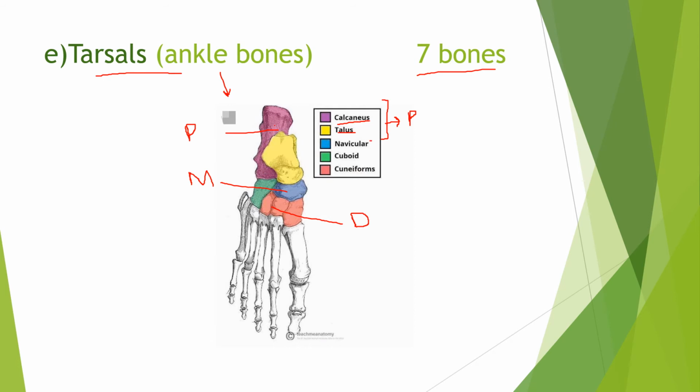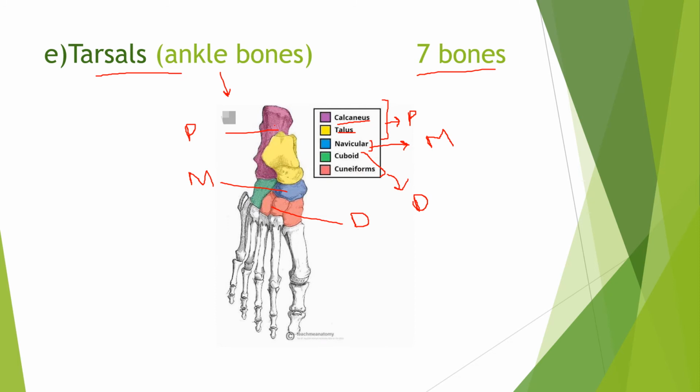The third bone, that is navicular, is included in middle or intermediate tarsals, and the last 2, cuboid and cuneiforms, are included in distal tarsals. The most important thing is that the cuneiform is also divided into three types of cuneiform, that is medial cuneiform, intermediate cuneiform and lateral cuneiform.